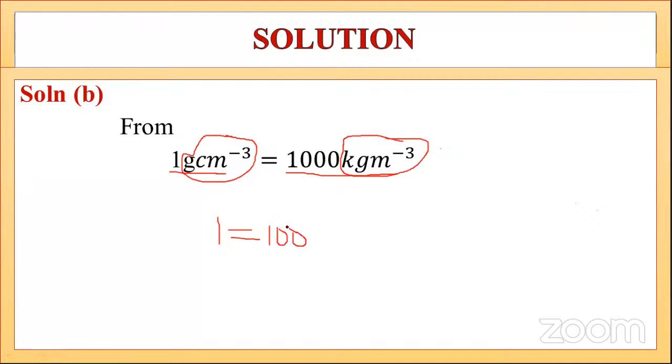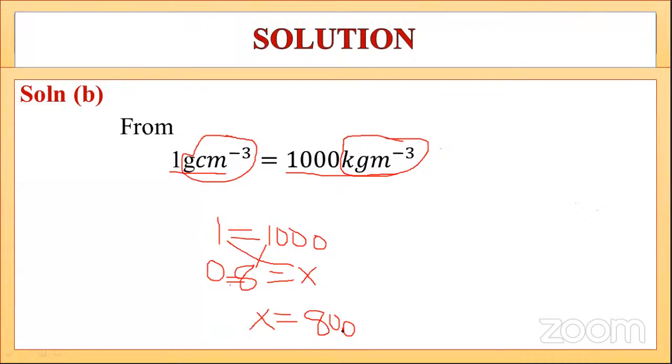Then what about 0.8? We can say it equals, let's say, x. Then we cross multiply: we multiply this by that, then this by this one. So x times 1 gives 1x, which equals 0.8 times 1,000, and you get 800. Is that clear now?